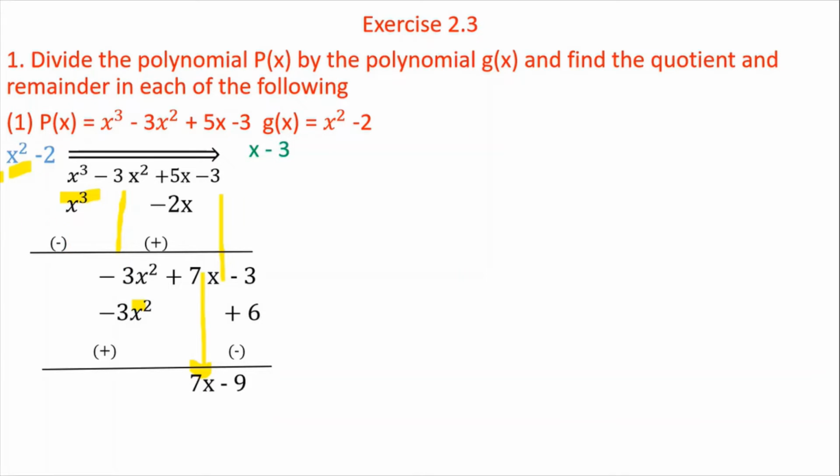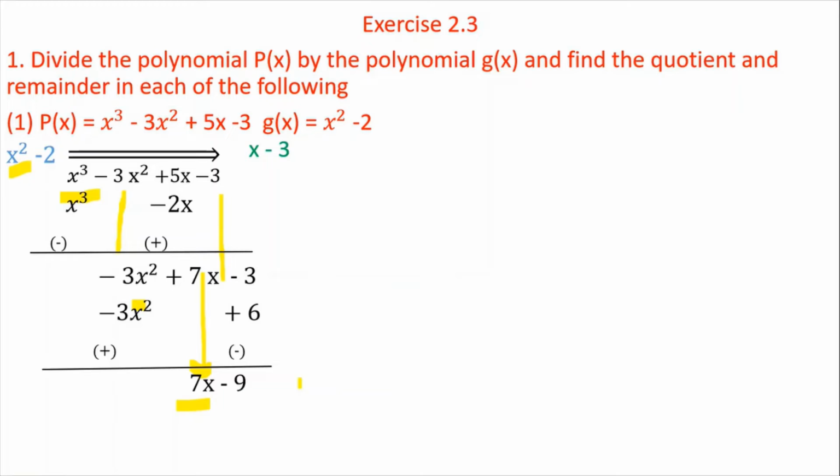Again, we have to check the highest power of x present in the divisor. It is x square. Now, the highest power of x present in the dividend is 7x. Here, we can clearly see that the degree of the divisor is 2 and the degree of the dividend is 1. That is, the degree of the divisor is greater than the degree of the dividend. Hence, we have to stop this division process.